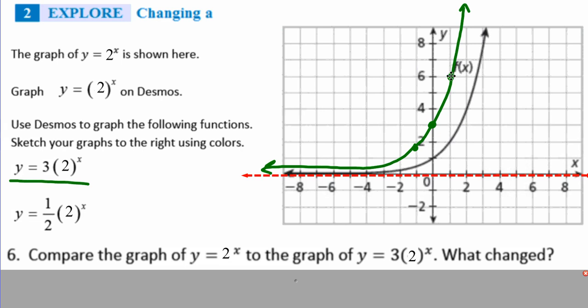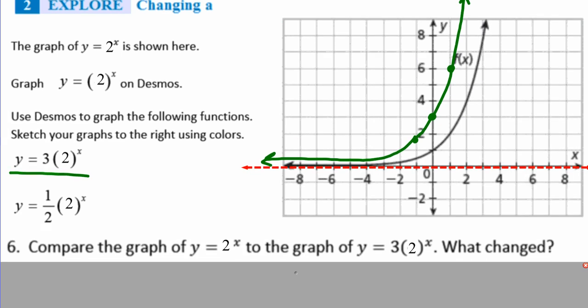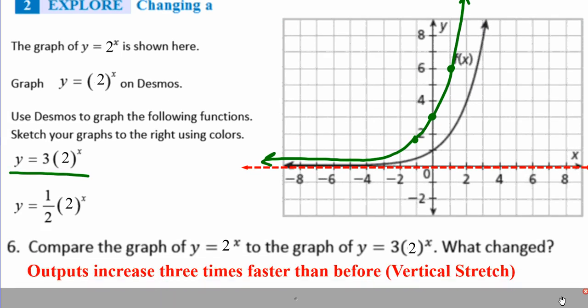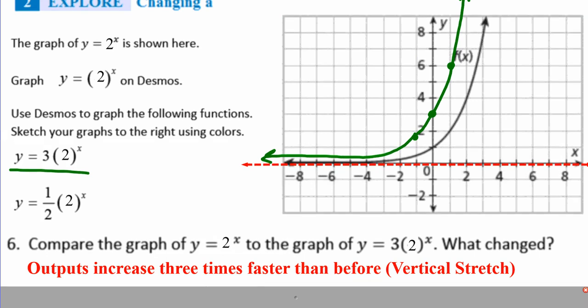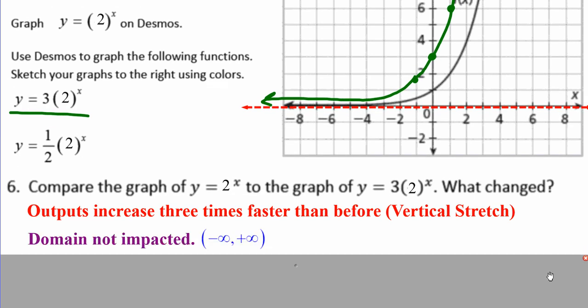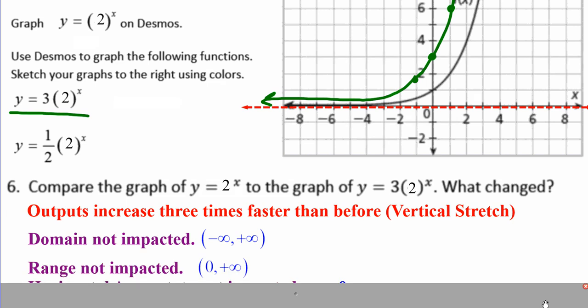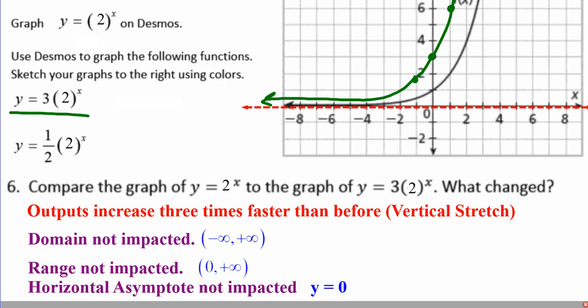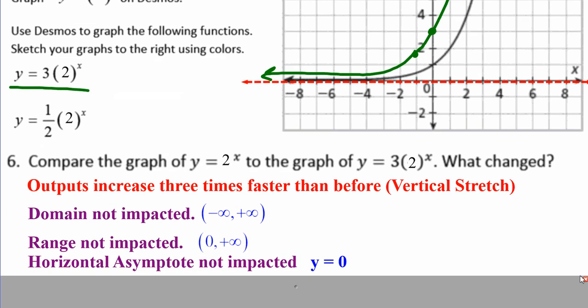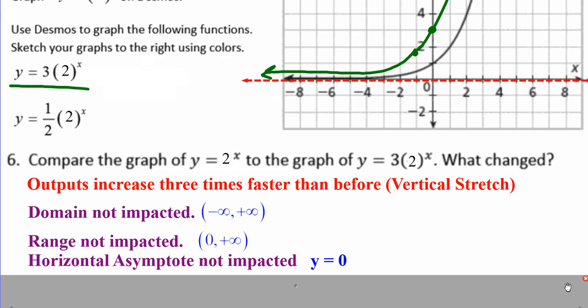Well, how do you go from 1 to 3 and 2 to 6? That's a multiplier of 3, so it's 3 times faster than it was before for the outputs. We have a stretching going on here. So our domain was not impacted at all. Our range is not impacted at all either, or the asymptote. It's just going 3 times faster than it was before.